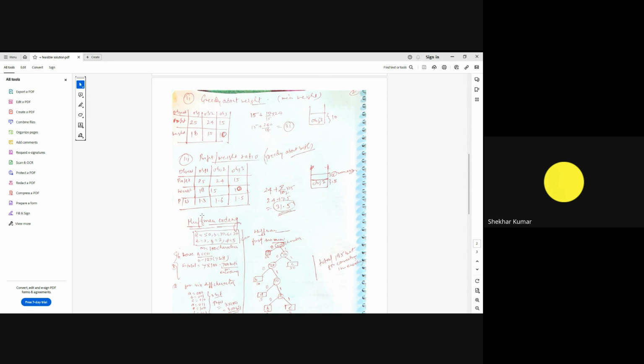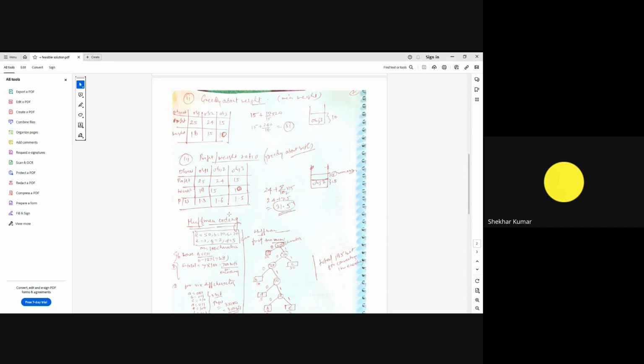Profit divided by weight. We have divided the profit by the weight and found the ratio: 1.3 for object 1, 1.6 for object 2, and 1.5 for object 3. Now we will check about the ratio of profit and weight. In this case we are greedy about both, profit and weight. So you will check that.